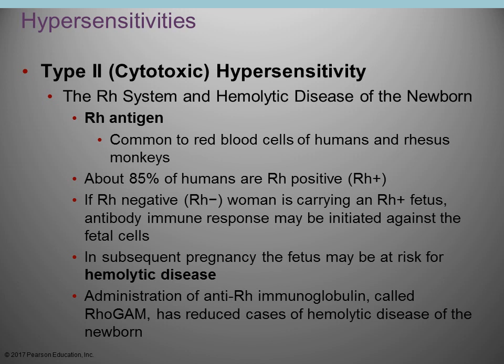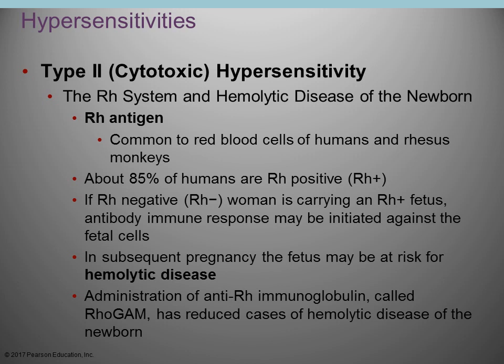Now, if this is her first pregnancy and she has never been exposed to RH positive blood, it's not going to be a problem. The problem would be in any subsequent pregnancies. What would happen is there won't be an effect on the mother, but on the developing fetus. She may have produced anti-RH antibodies, which can cross that placental barrier and can cause what we call hemolytic disease in the fetus.